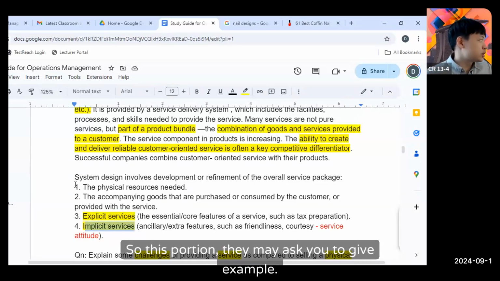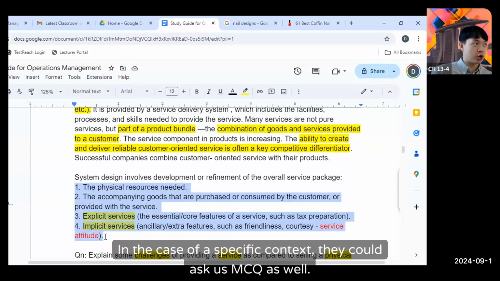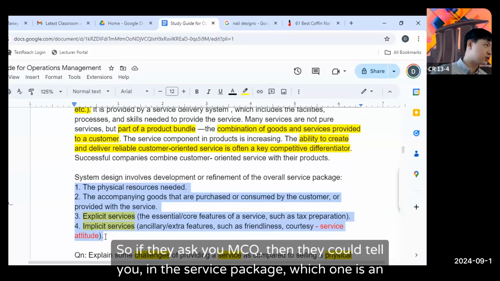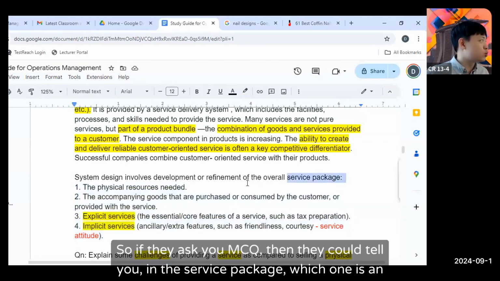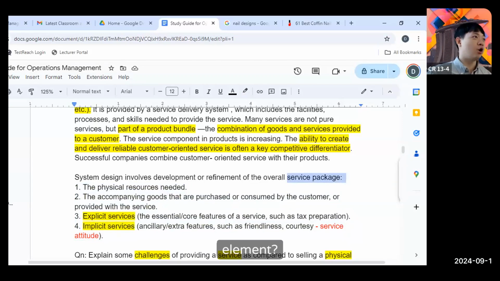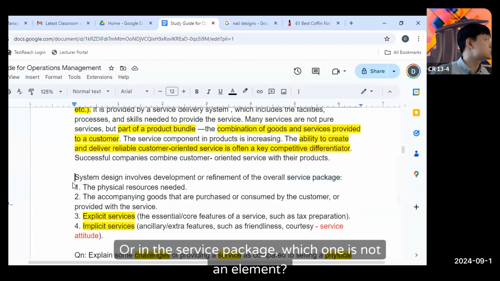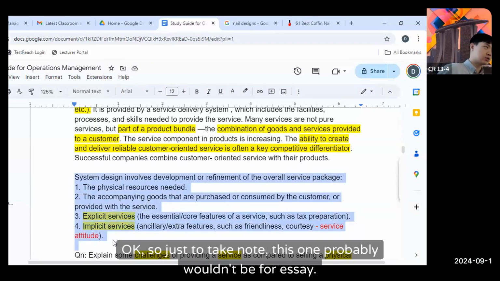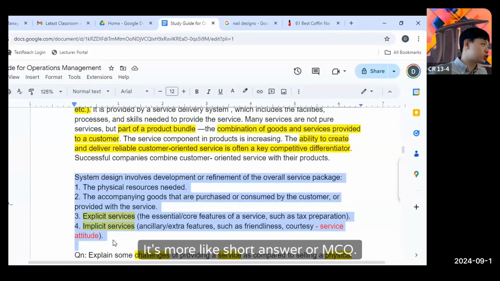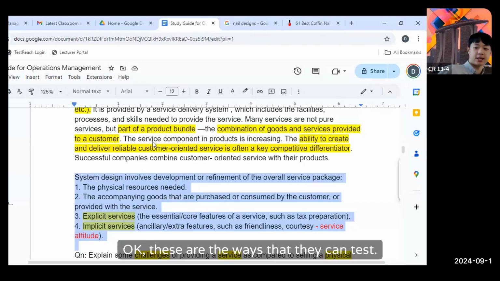Okay, so this portion, they may ask you to give example, right? In the case of a specific context, they could ask us MCQ as well. So if they ask you MCQ, then they could tell you, okay, in the service package, which one is an element? Or in the service package, which one is not an element? Okay, so just to take note, this one probably wouldn't be for essay. It's more like short answer or MCQ. Okay, these are the ways that they can test.